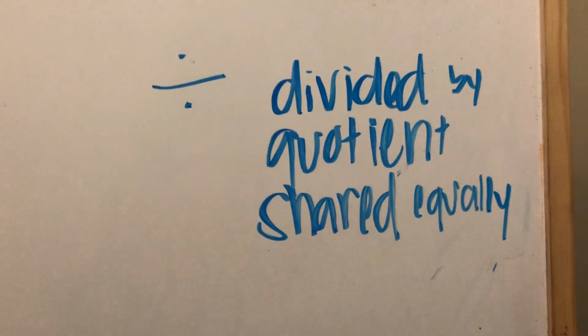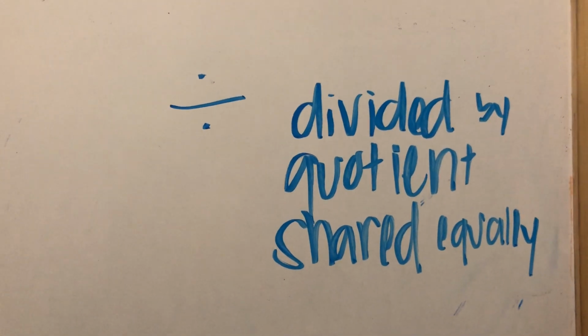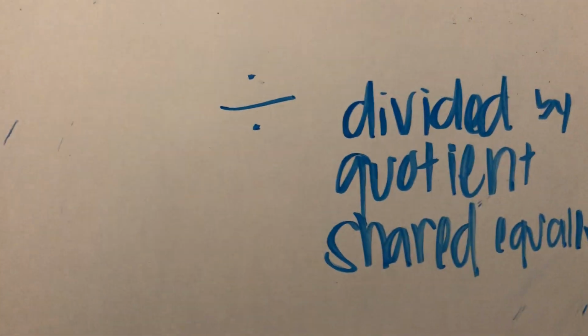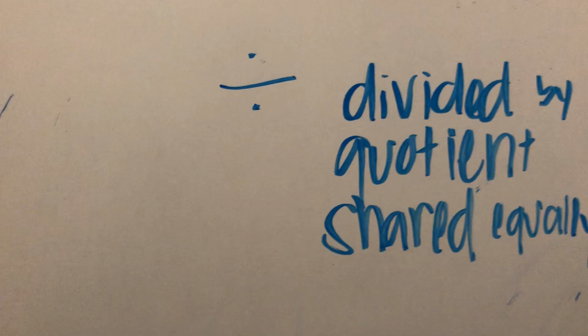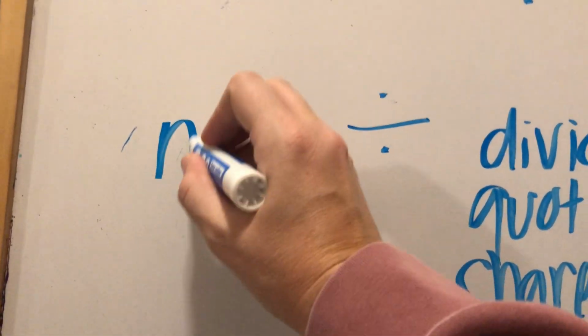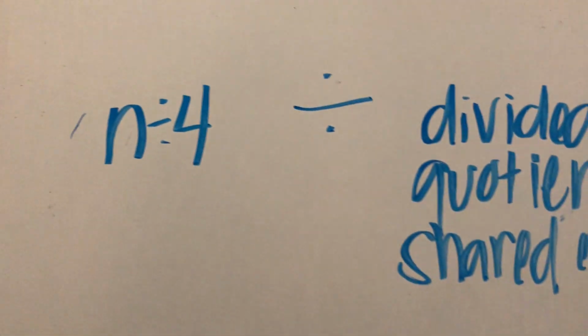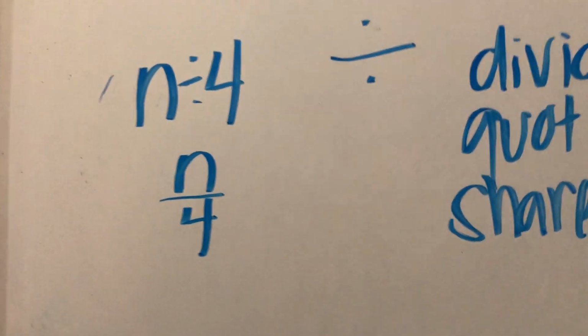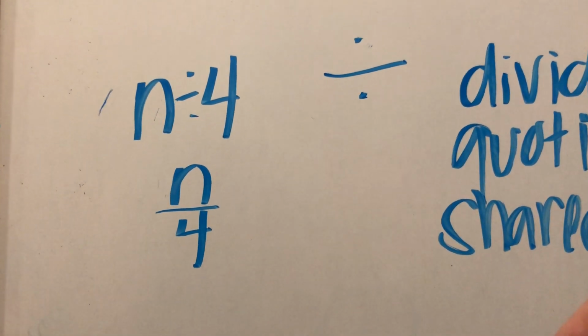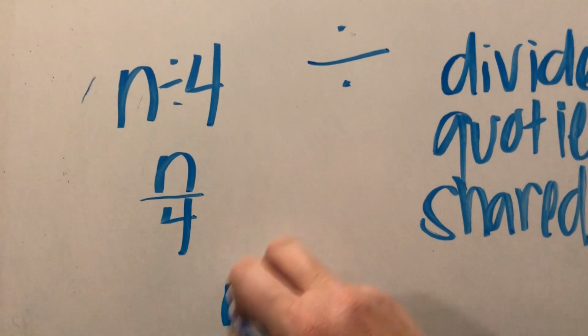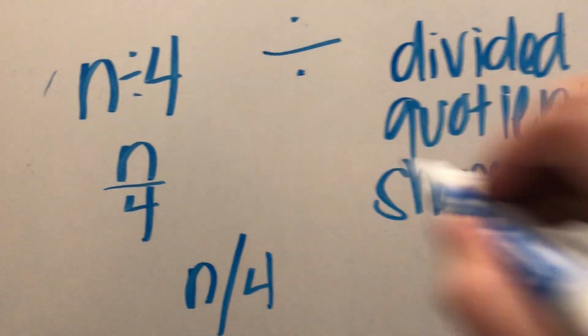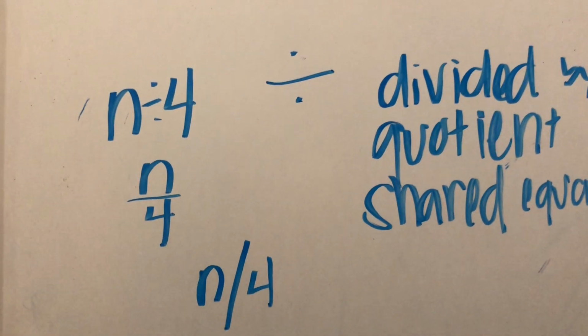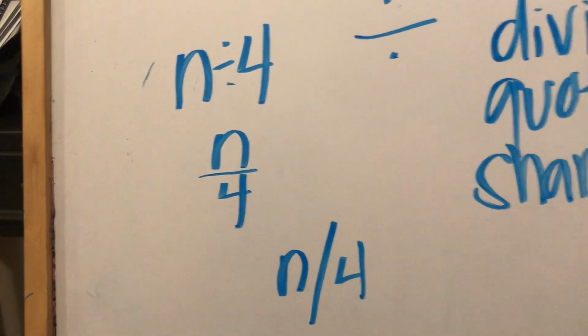Equally. Might be showing that it's shared equally. Now, division, just like multiplication, can be written in a couple different ways. We could have n divided by 4. We could also have n over 4, because that fraction bar acts as a division problem, or n/4 or n over 4 is a fraction. All different ways to show that division.